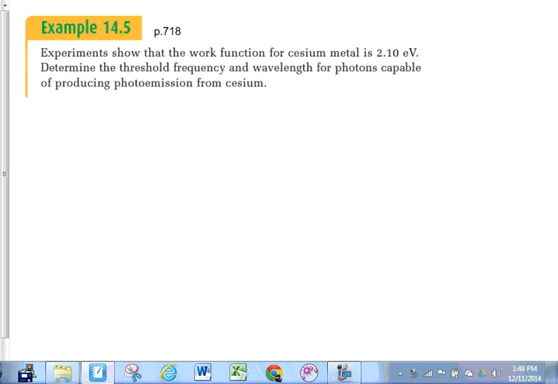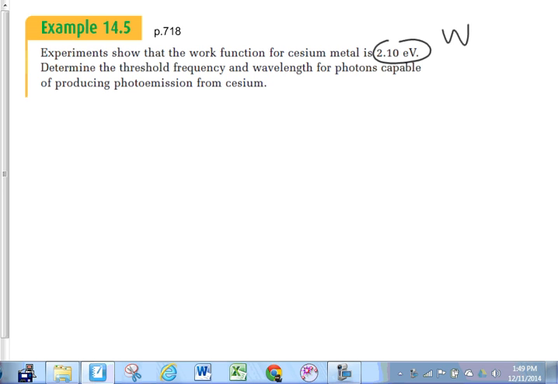Here's your second example. Experiments show that the work function for cesium is 2.1 electron volts. Determine the threshold frequency and wavelength for photons capable of producing photoemission. In other words, electrons are being ejected. Okay, what's the threshold frequency and the threshold wavelength?